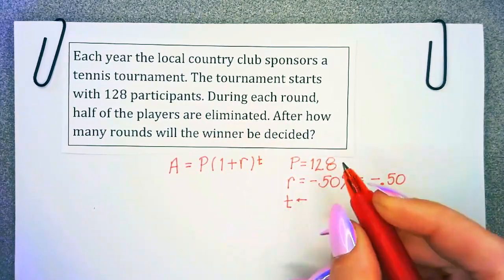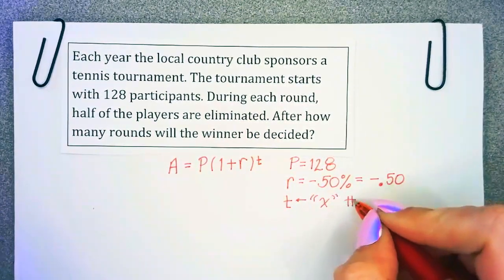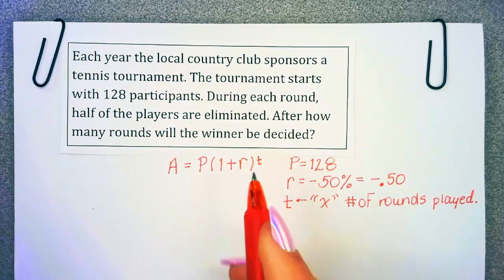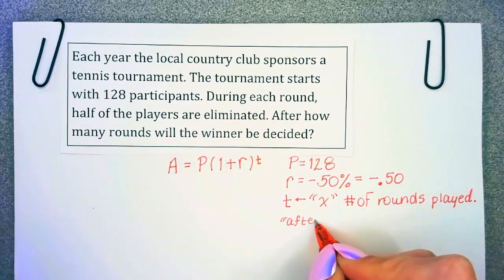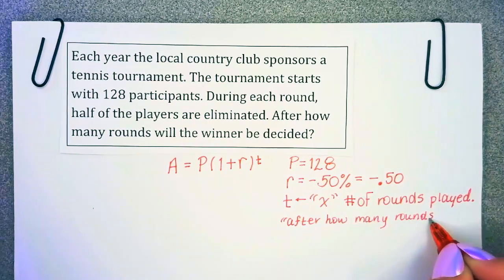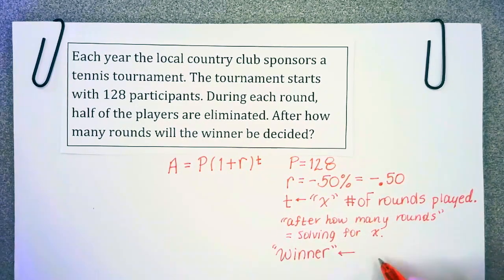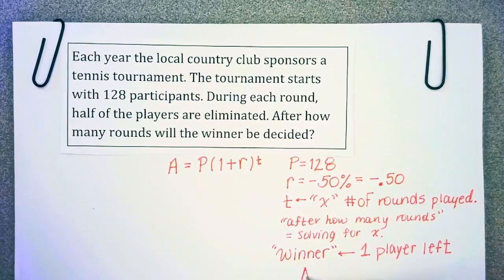After how many rounds tells me t is not time, so I'm going to change the t to an x value, number of rounds. After how many rounds tells me that I need to solve for an x value. What would that mean a needs to equal? A is the amount that's left. How many people are left when a winner is decided? 1. I'm going to write down a equals 1.